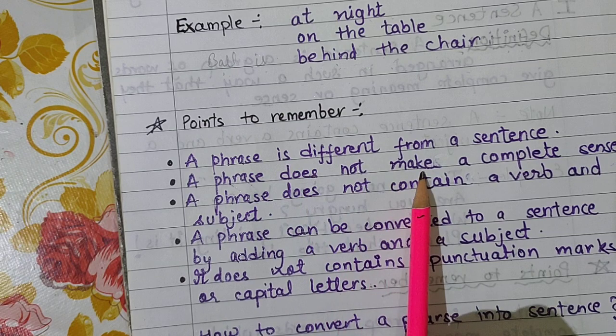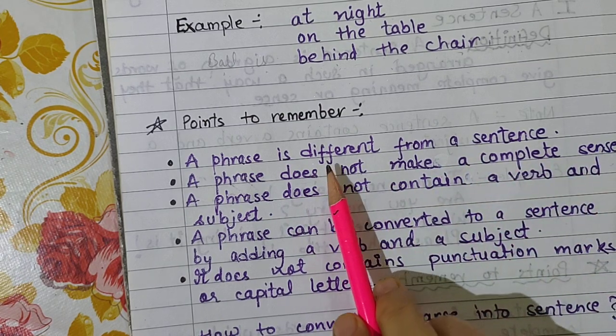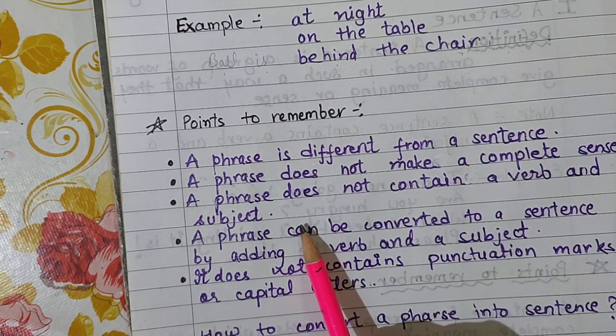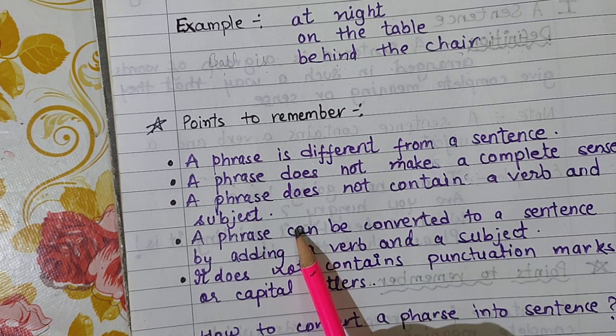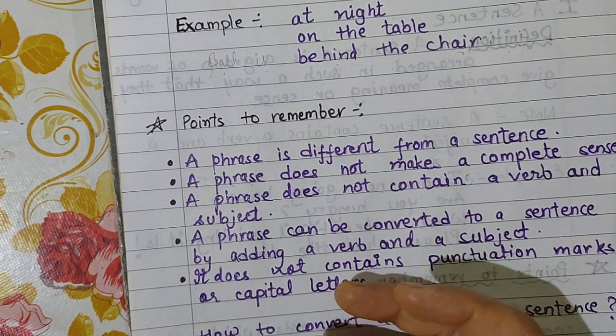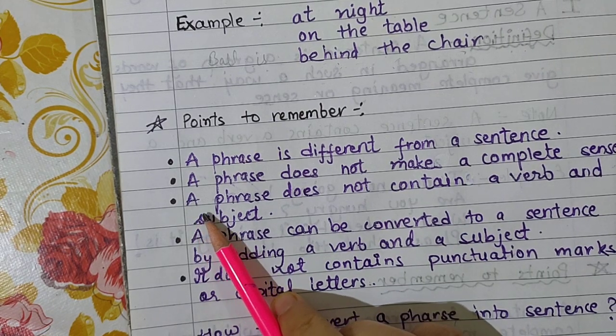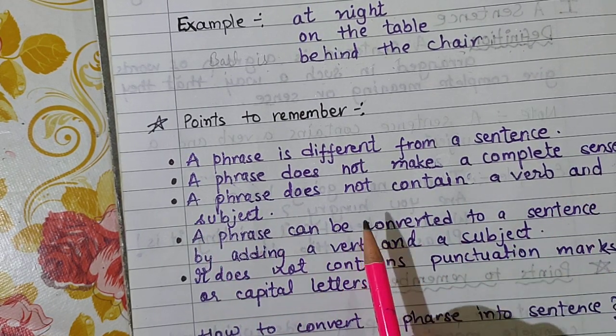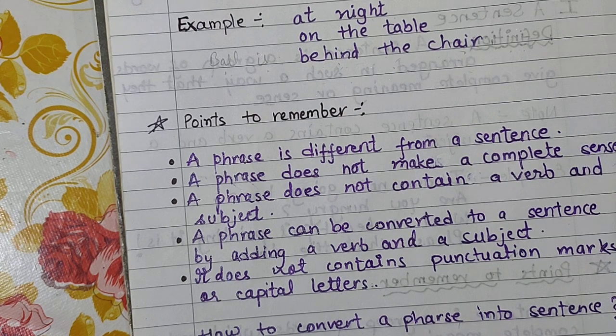A phrase does not make a complete sense. Already I have told you that phrase will not make complete sense. You will not get what that group of words wants to say. All right. Third thing, a phrase does not contain a verb and a subject. Now if a group of words is having a verb and a subject, you can't say that it is a phrase, because the first identity of a phrase is that it will not contain a subject and a verb as we have in sentence.